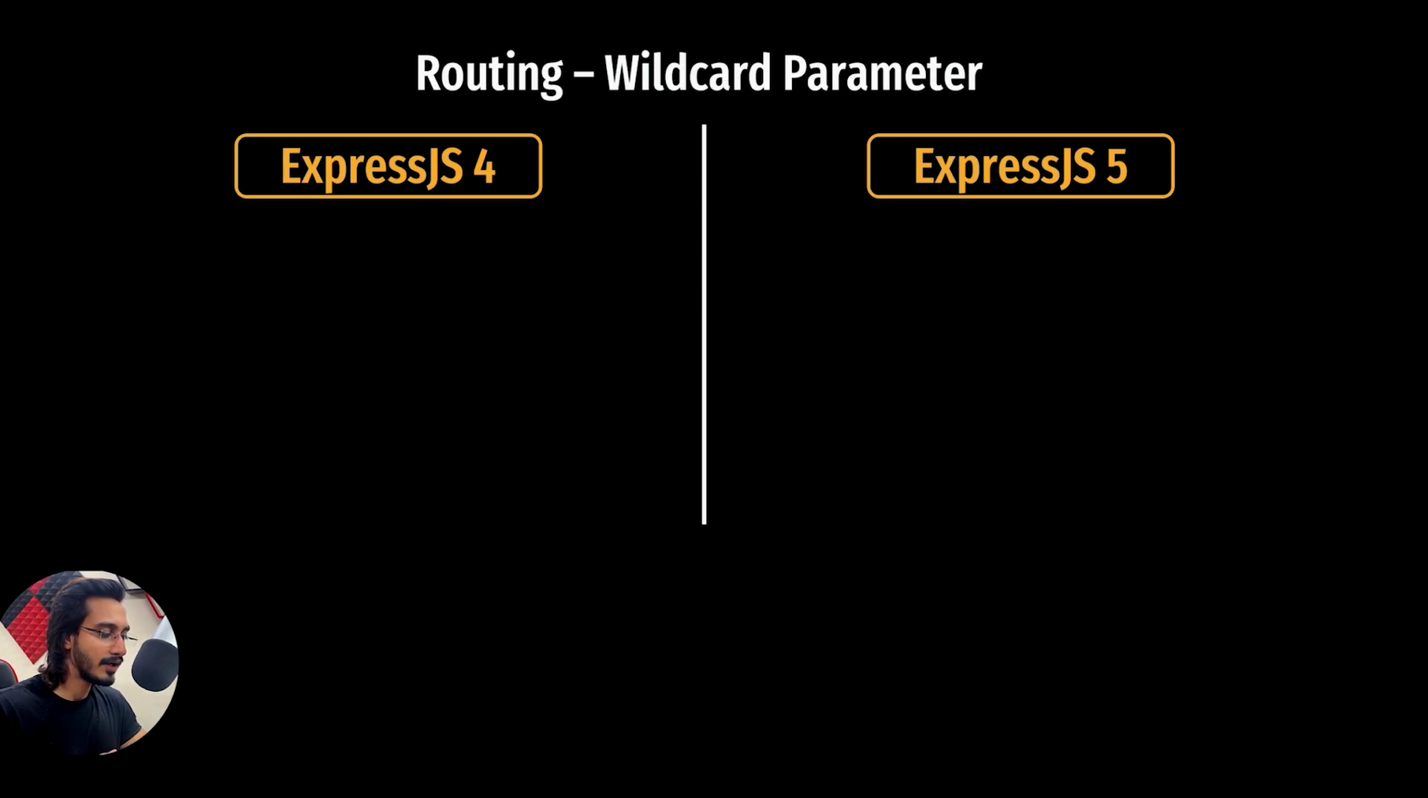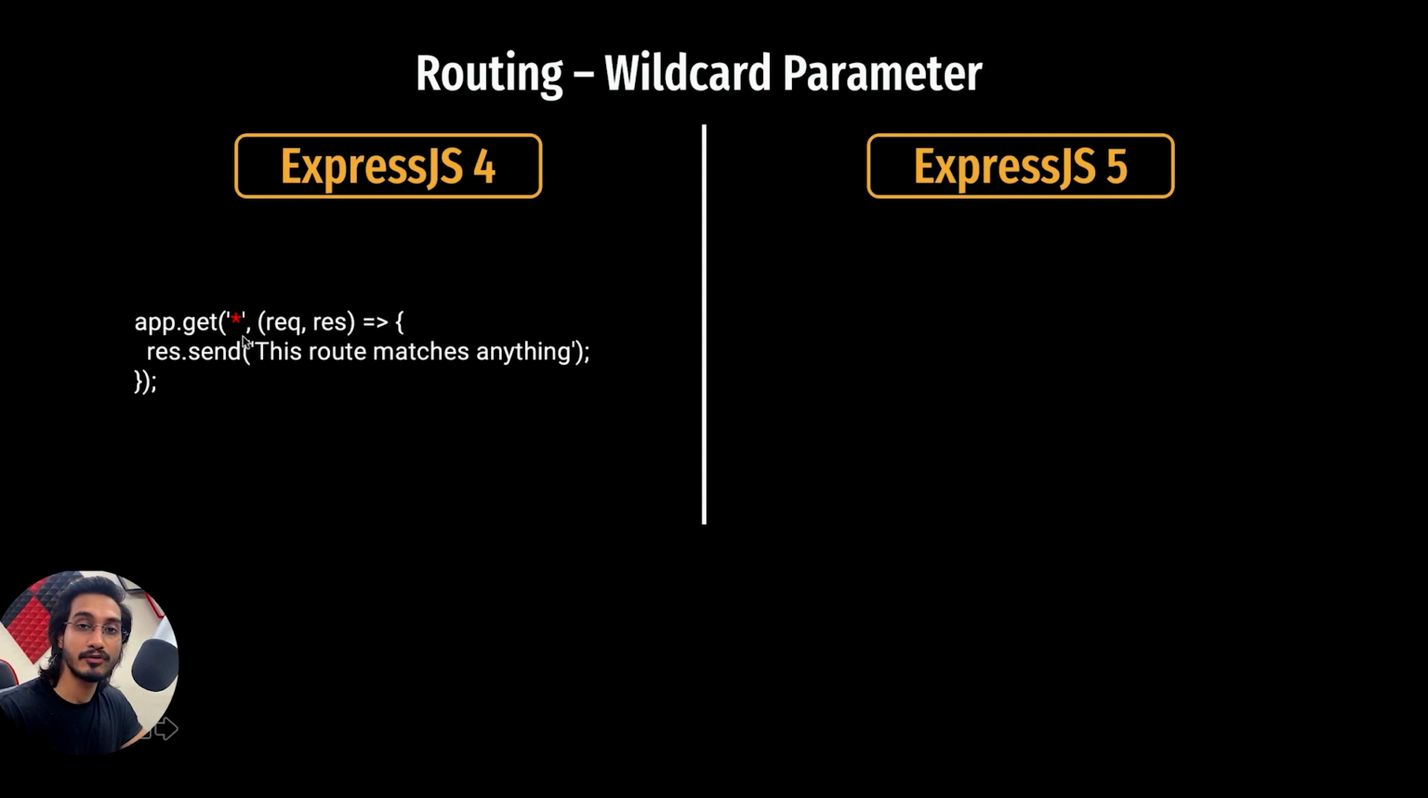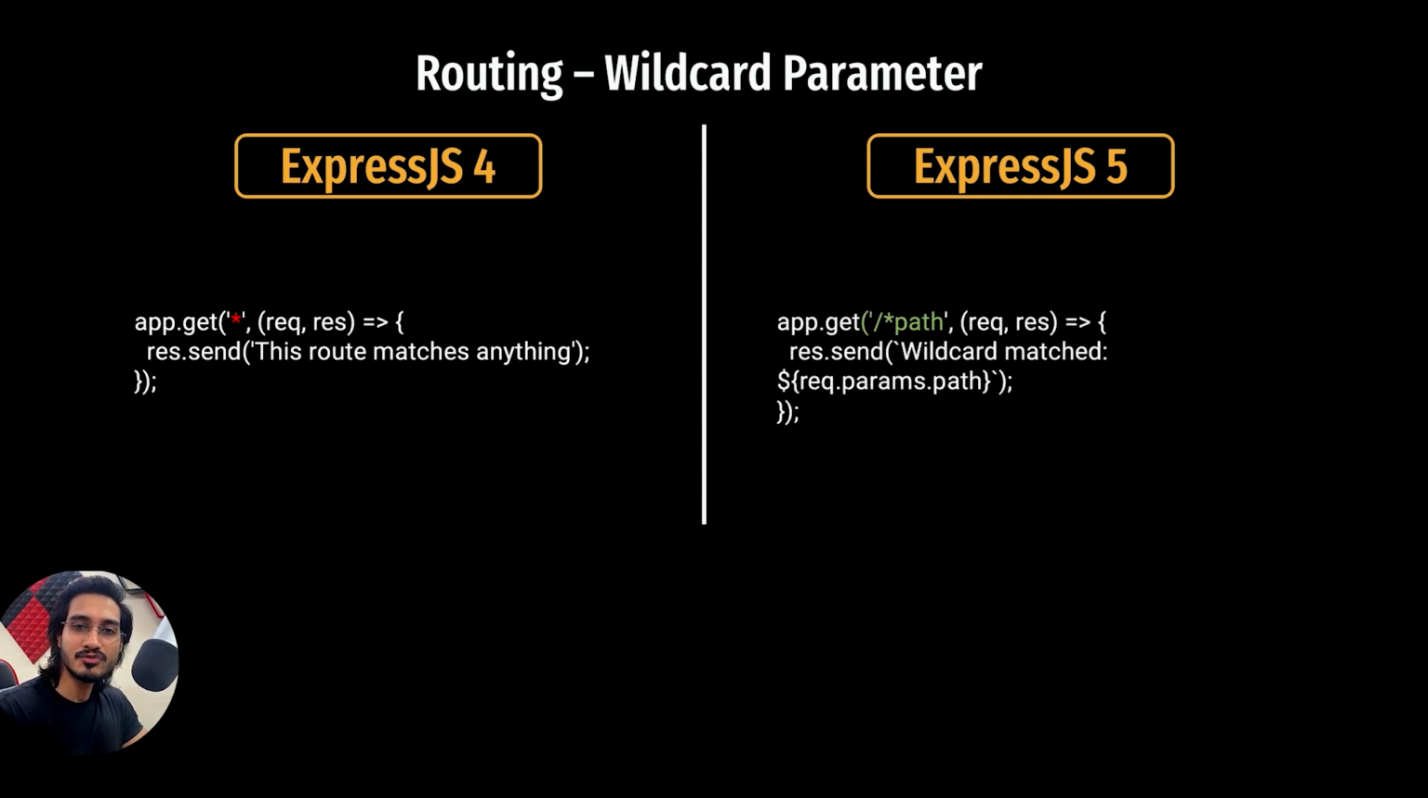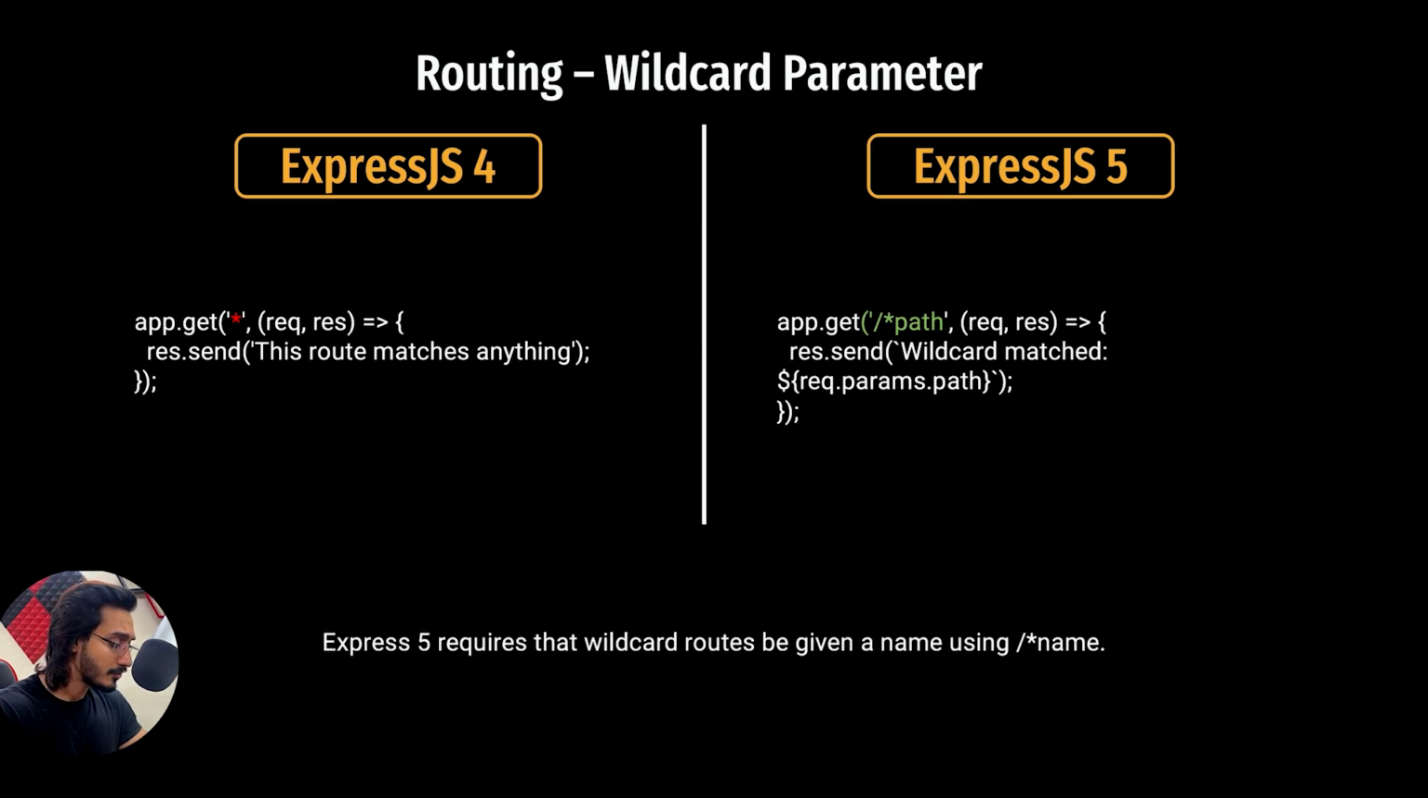After doing that, we are going to learn about the wildcard parameter. Now what is a wildcard parameter? Basically, this kind of syntax where you pass an asterisk symbol into your routing is a wildcard parameter. This route matches anything, whatever is coming up, it's going to take that. But in version 5, it is changed a little bit. Along with the asterisk symbol, you also have to pass the path name. So it's going to check with that particular path whether it's matching or not. Basically, Express.js 5 requires that wildcard routes be given a name using this particular syntax, which I have already shown you in the green color. So this is what you need to pass and work with.